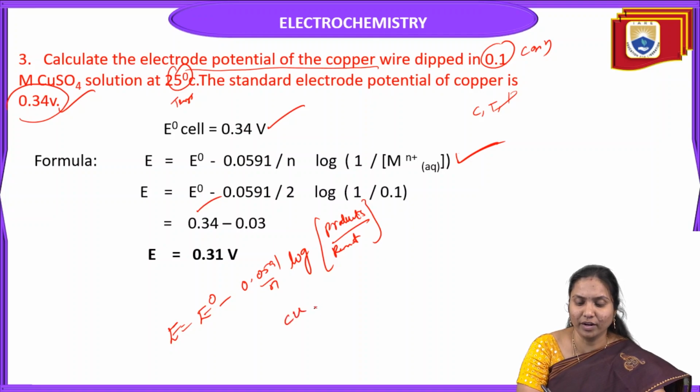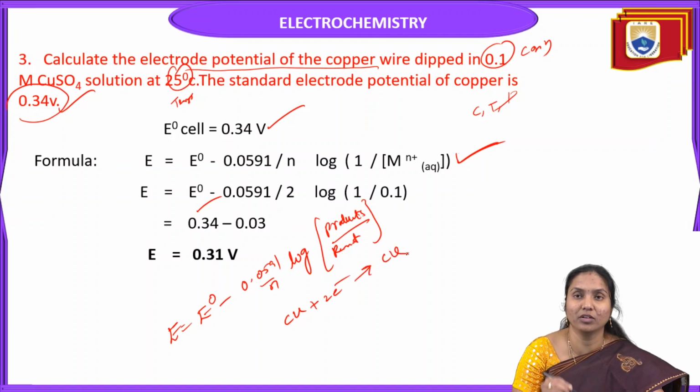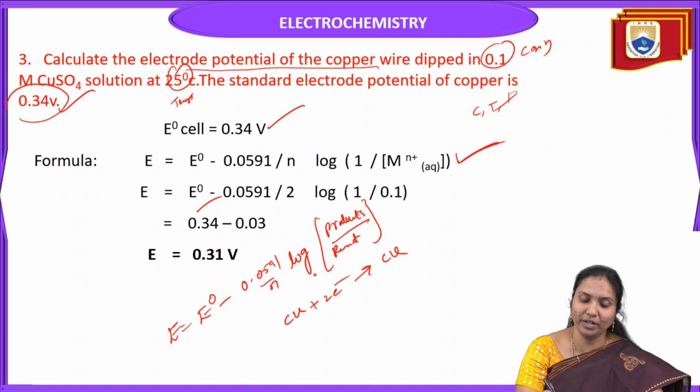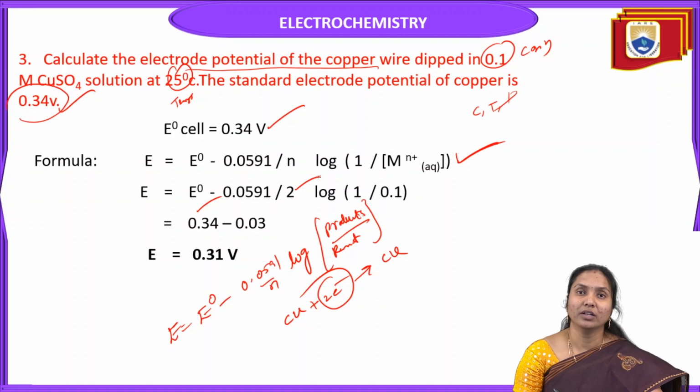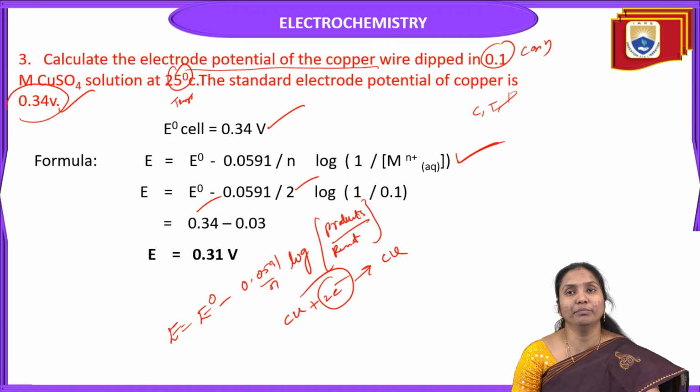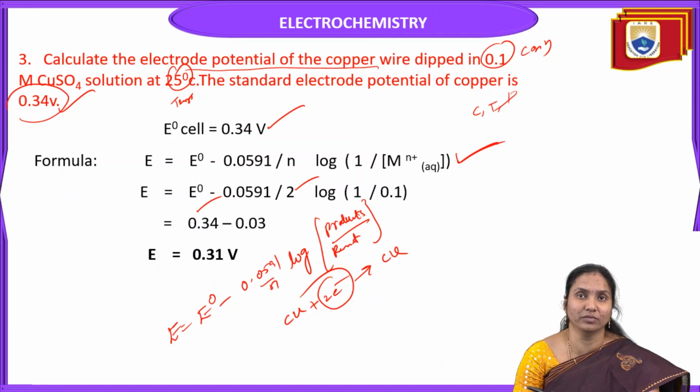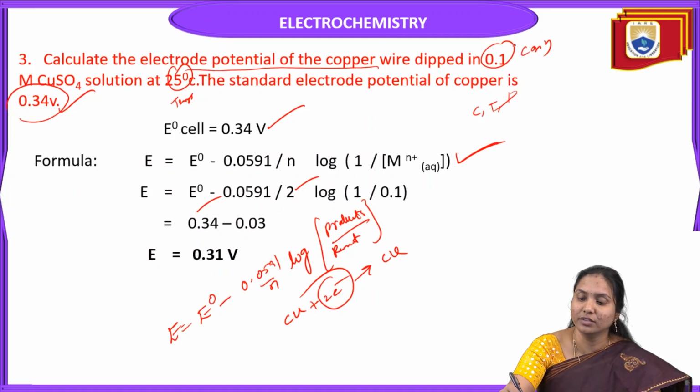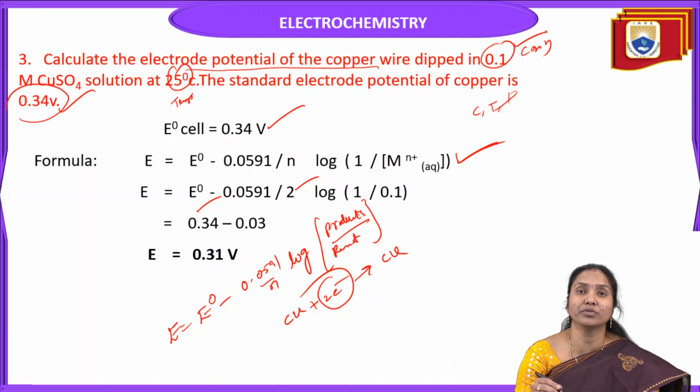So generally copper undergoes reduction. So gain of 2 electrons from copper deposited there as copper. So how many electrons involved? 2 electrons. So we can substitute here 2. So E naught means 0.34 minus 0.0591 by N, means 2 electrons, log 1 by concentration of this copper sulfate solution is 0.1. So we can substitute the E naught value, the number of valence electrons involved in that reaction, and the concentration of this copper sulfate solution.